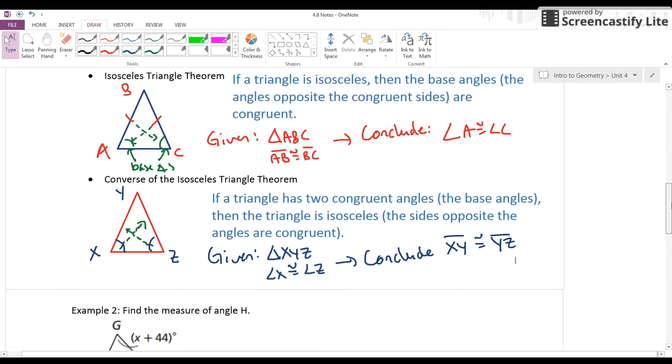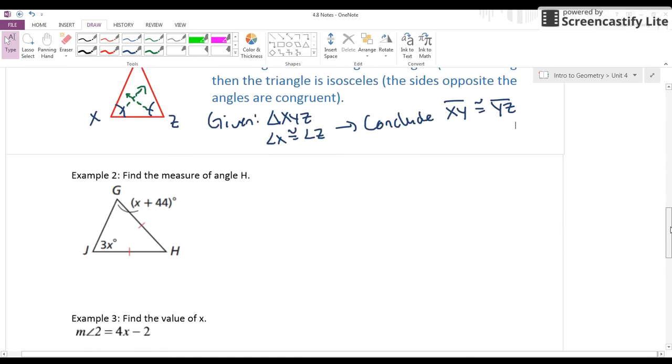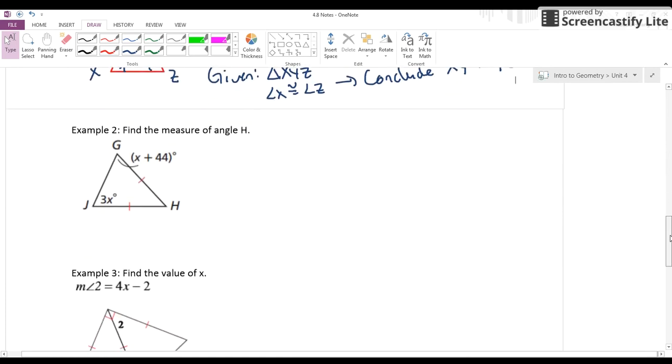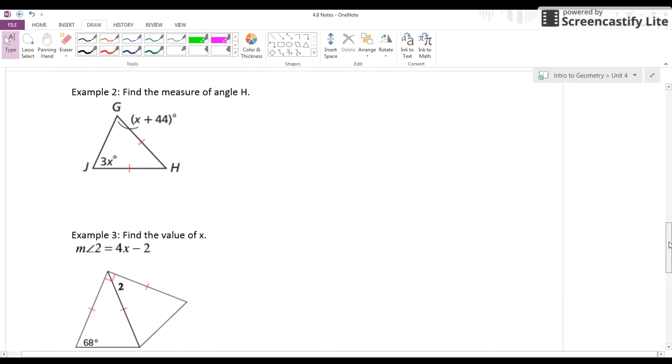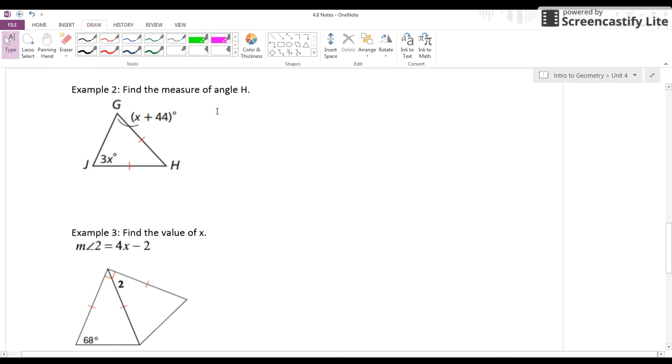Okay, let's take a look at example 2 and apply our isosceles triangle theorems here and see what we can do. We want to find the measurement of angle H, and notice what's special about this triangle. It's isosceles, which means what do we know about these two angles, J and G?